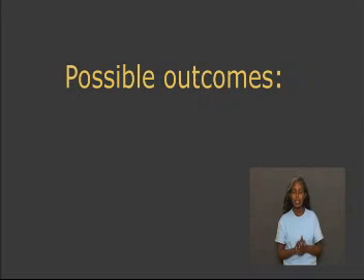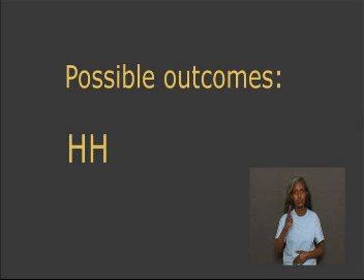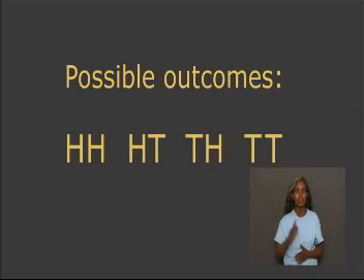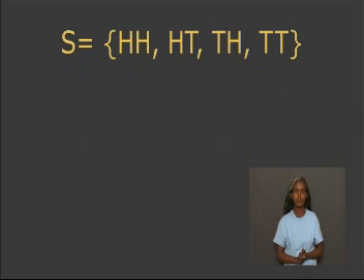In an experiment where you throw a fair coin 2 times, the possible outcomes look like this: H, H, H, T, T, H, T, T. The sample space would look like this: S equals {HH, HT, TH, TT}.